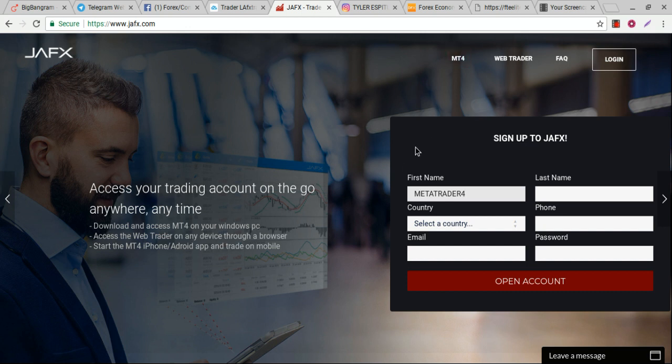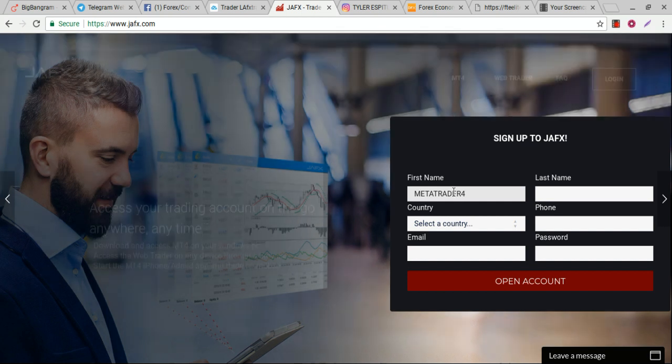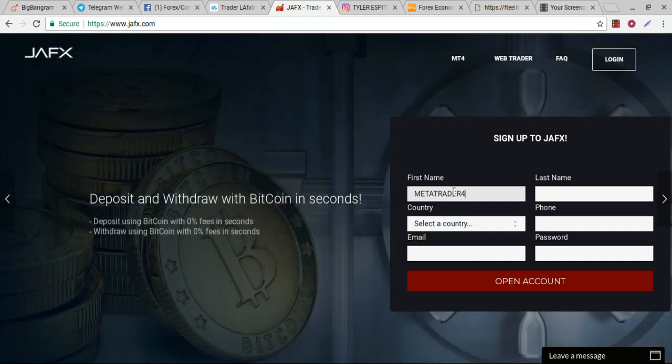So you can download the app to your phone, MetaTrader 4, and it'll say personal demo accounts, or start without registration. You want to open up a personal demo account and put JAFX as the broker used for the demo.